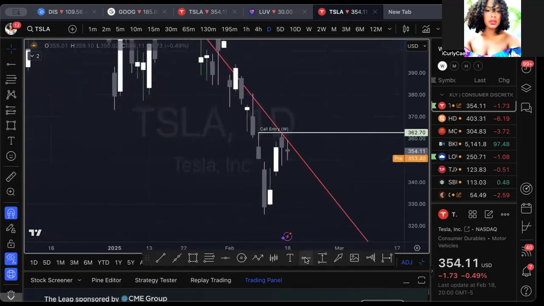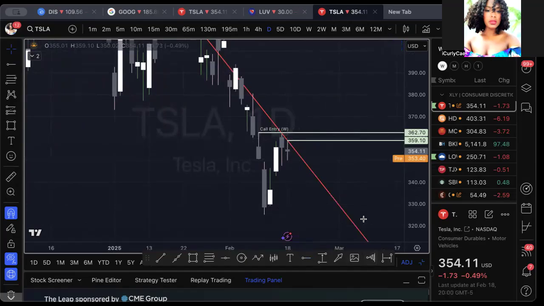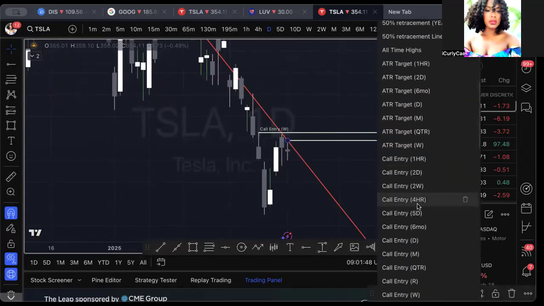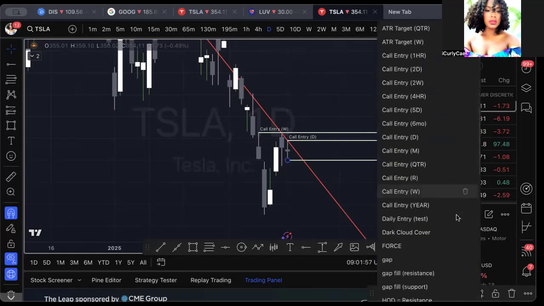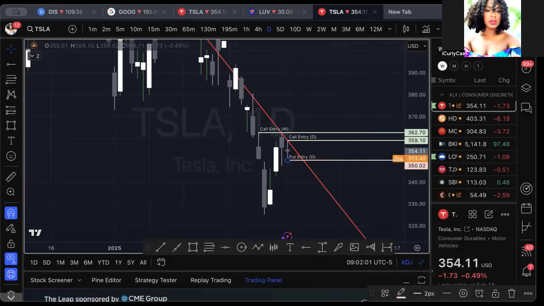Let's go ahead and map that out. And that would be your call entry. And since we located it on the daily time frame, we're going to label it call entry on the day. And then to the downside, let's go ahead and make sure we map that out for our put entry to the downside. All right. And one moment here.